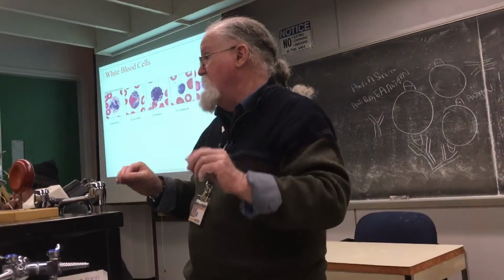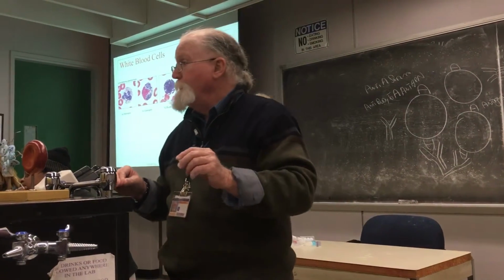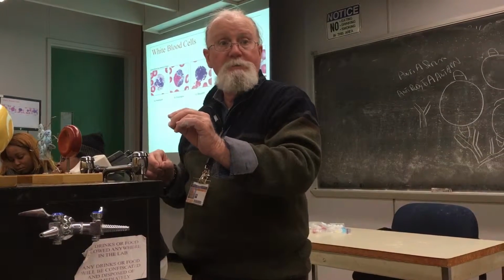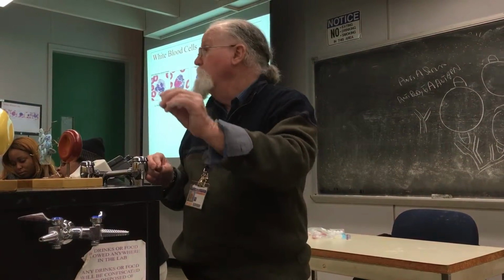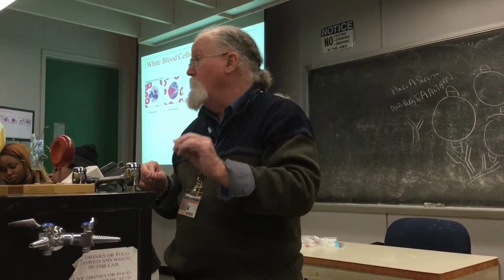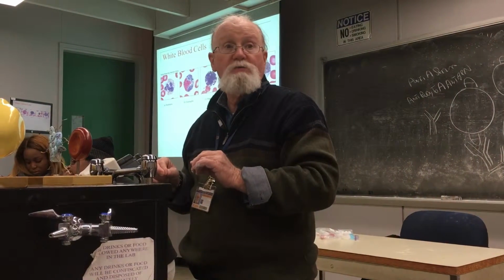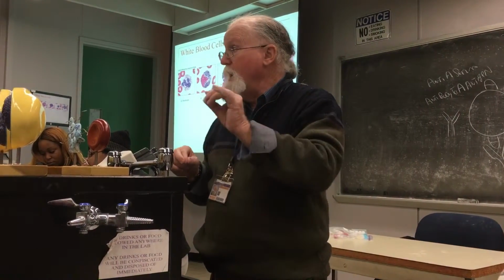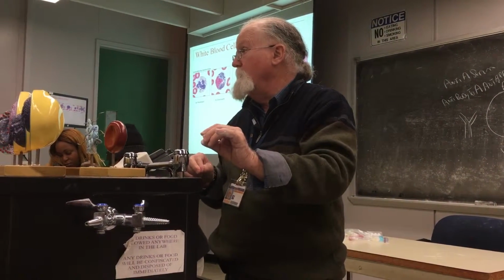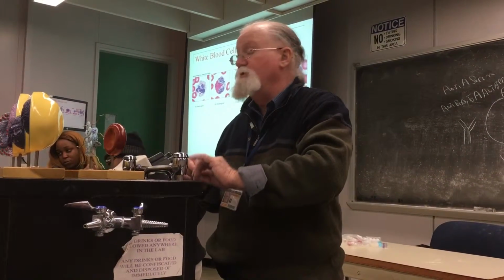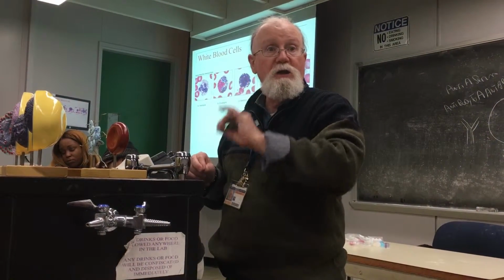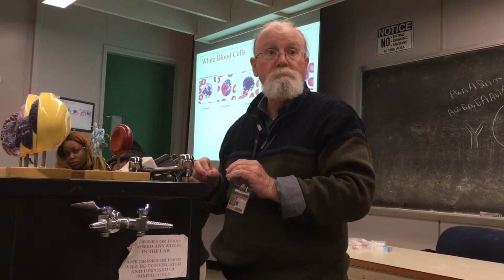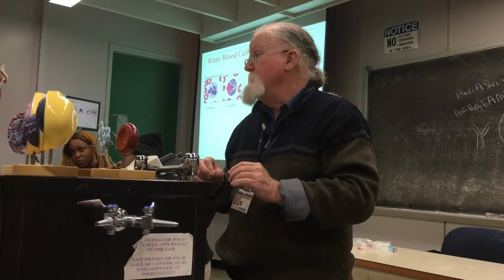Okay? You can't give RhoGAM after the fact. You have to give it before the mixture of blood. So she has to be very careful about if she's going to have another child or not. Wow. Okay, because the antibodies can cross the placenta. If she's already made antibodies and the second child is Rh positive, the antibodies will cross the placenta and kill the fetus.